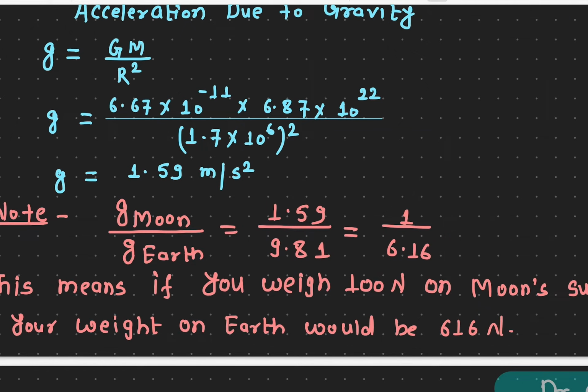And I'm saying here it is the weight, not the mass. The mass would not change. The only thing that would change is the weight. And because the acceleration due to gravity is 1.59, it's about a factor of 6 smaller than on the earth surface. If you jump, you would jump way higher on the moon surface compared to the earth surface.